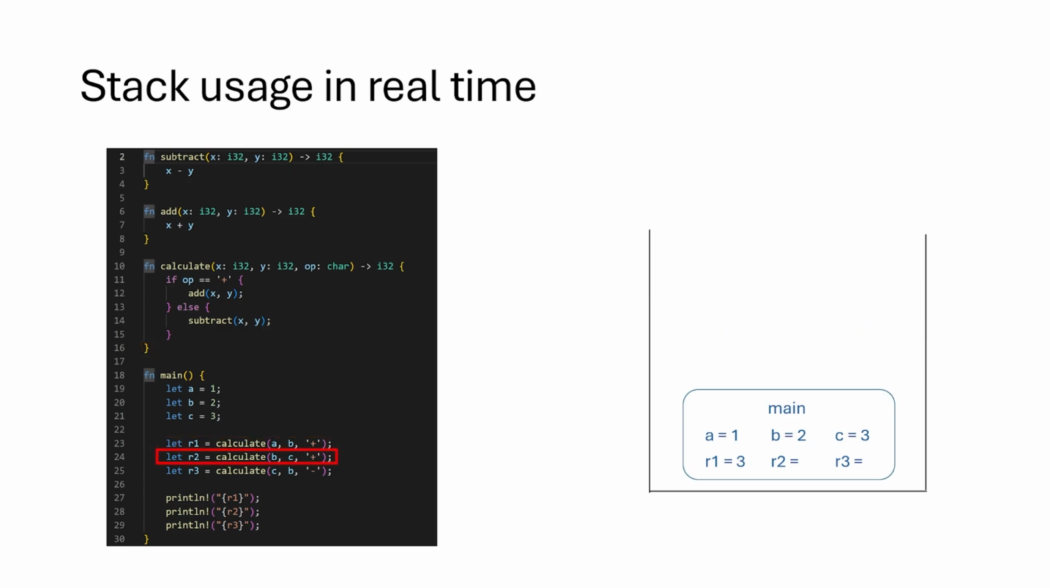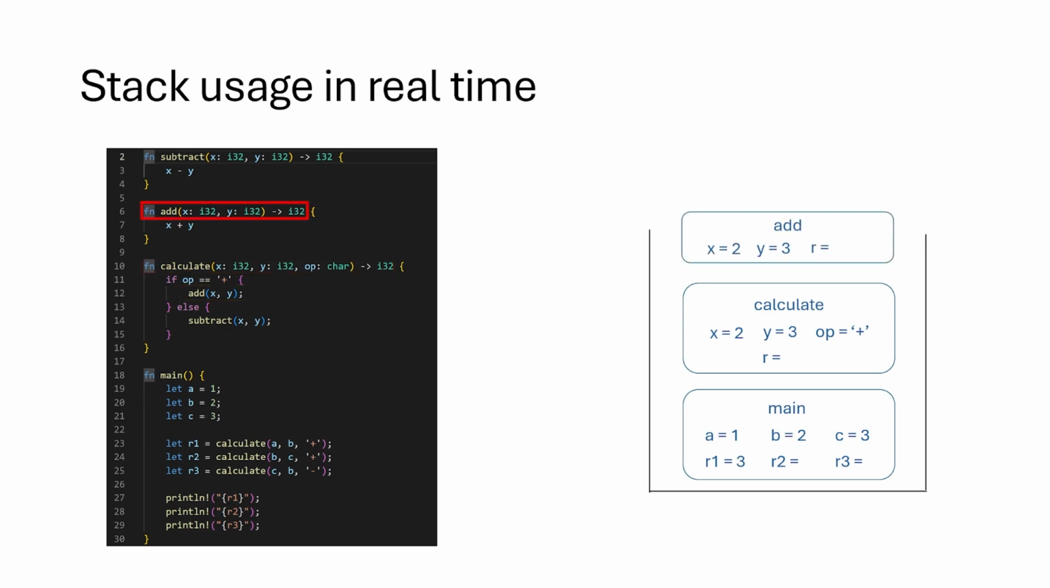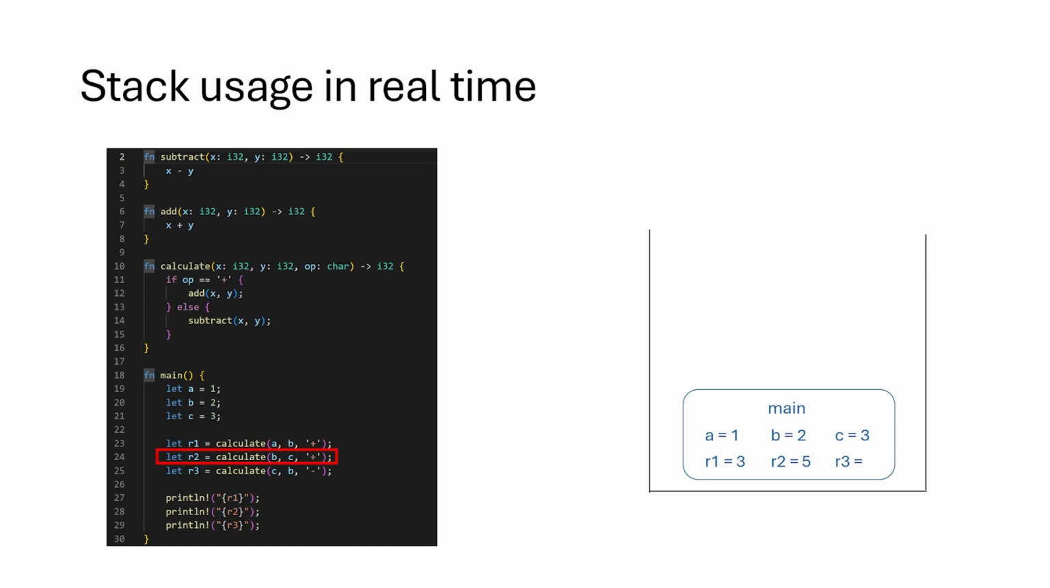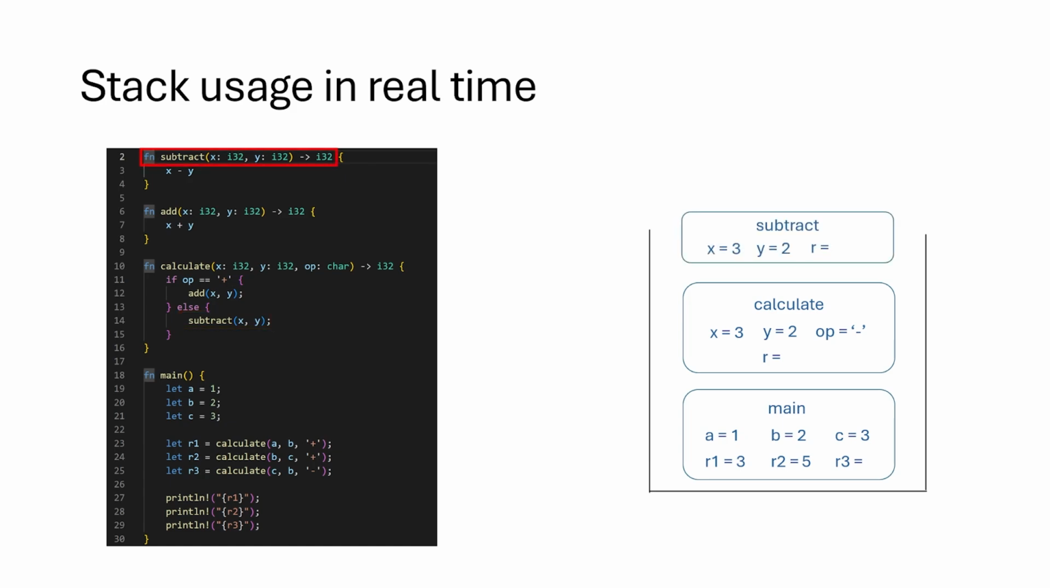Then we move to line 24, and the process repeats itself, right? We call calculate. We know the parameters. We set them as variables in the stack. We then know we're going to hit add. We finally get to add. We push that onto the stack. That's 2 and 3. We get X plus Y, which is 5 as R. That gets returned to calculate, and then basically add is removed, calculate ends, it assigns 5 to R2, and then the process repeats for R3, which is going to do a subtract.